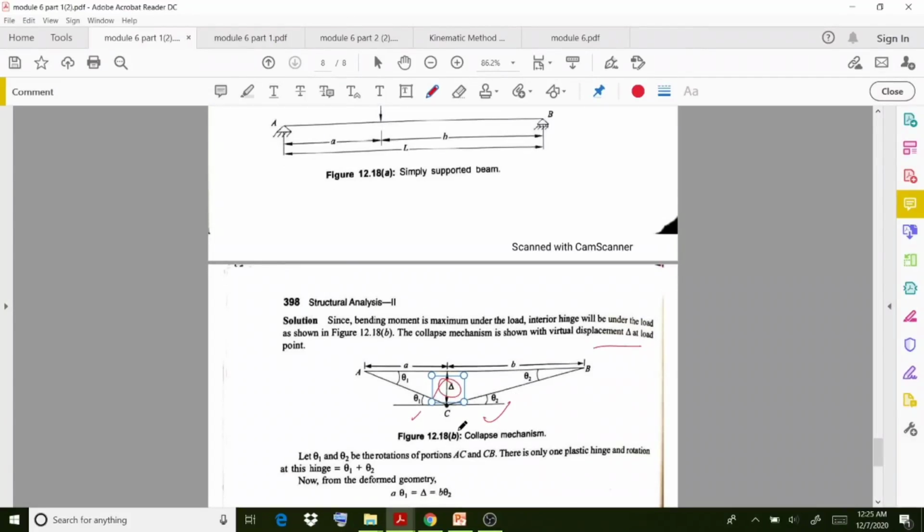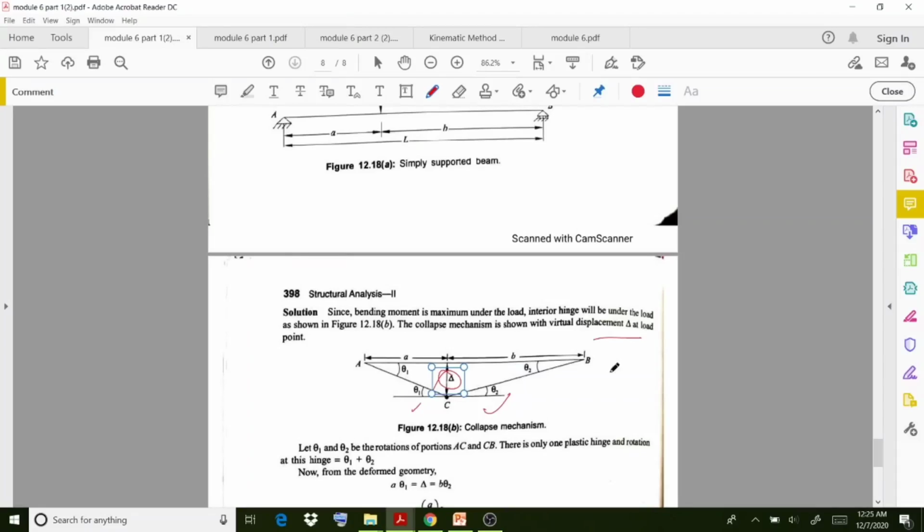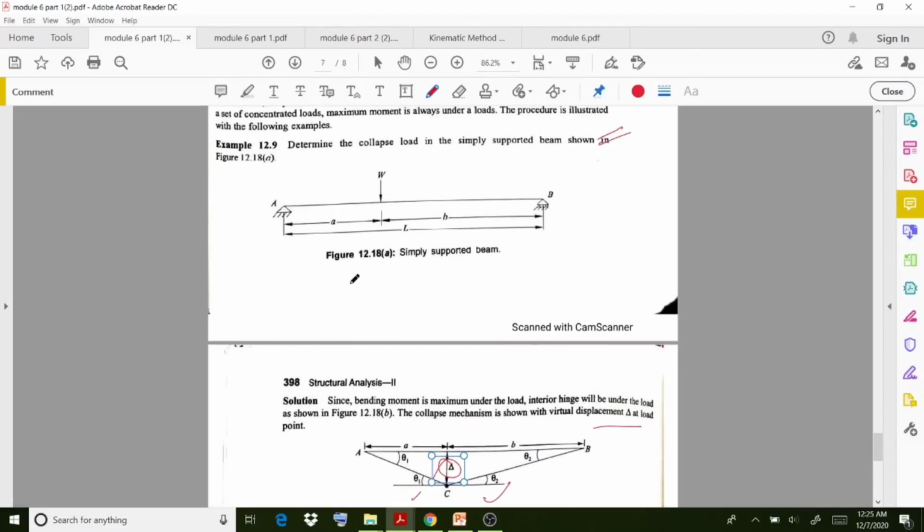In this case there is only one plastic hinge. Why? Consider the redundants. The total number of reactions is 2, and the number of equilibrium equations is also 2, so the redundancy is 0. Redundant plus 1 gives the number of plastic hinges. So in this case only one plastic hinge is formed, below the load which is acting.